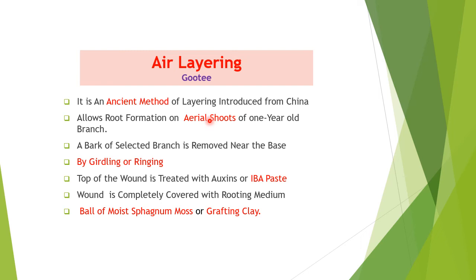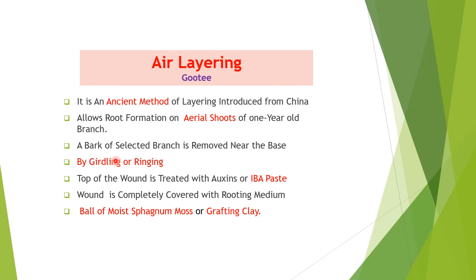You are taking a shoot. This is an ancient method. It was introduced from China. It allows root formation on aerial shoots of a 1-year-old branch. Preferably you take a branch which is 1 year old or a current year shoot, and the bark of the selected branch is removed near the base.